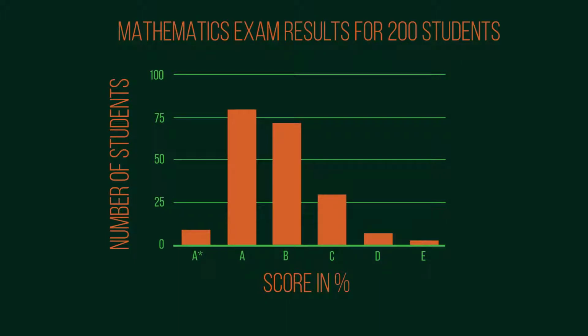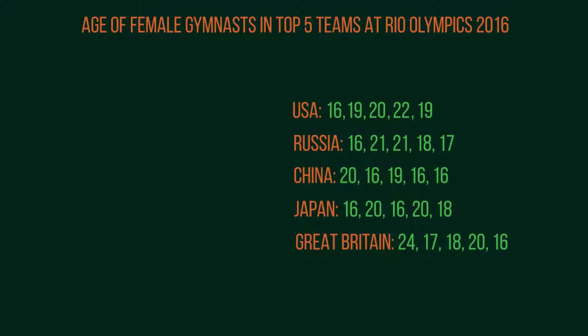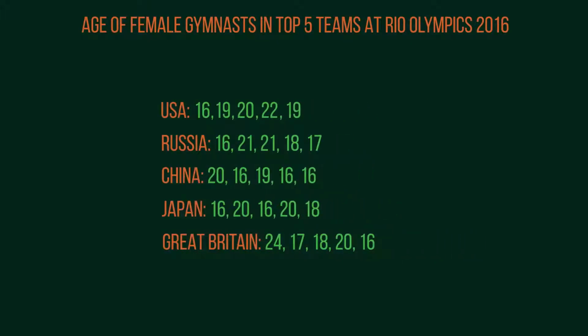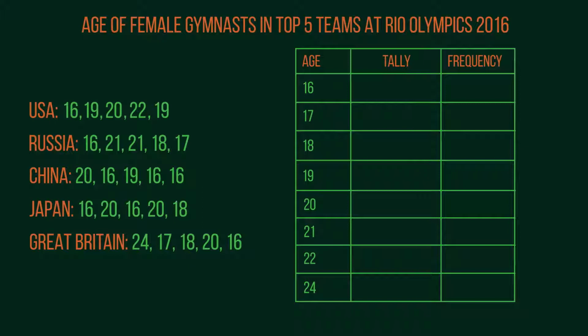Sometimes the data can be left as individual numbers, and sometimes it's easier to group it, like I grouped the exam results. So we have these ages. We can collect them into a frequency table by tallying. 16, 19, 20, 22, 19, and carrying on for all the data. Then add up your tally marks to get the frequency. And we have a completed frequency table, which is much easier to work from.